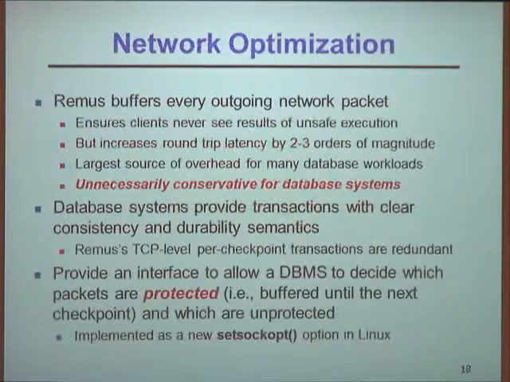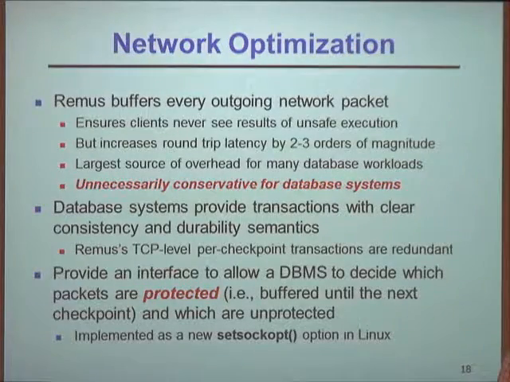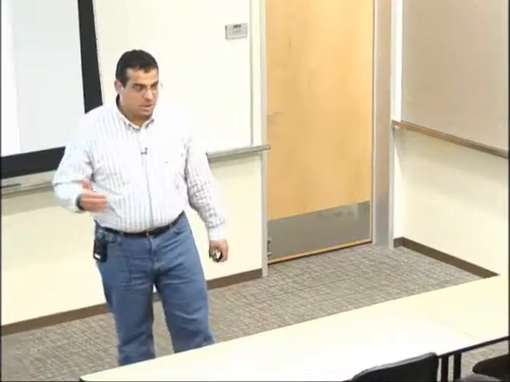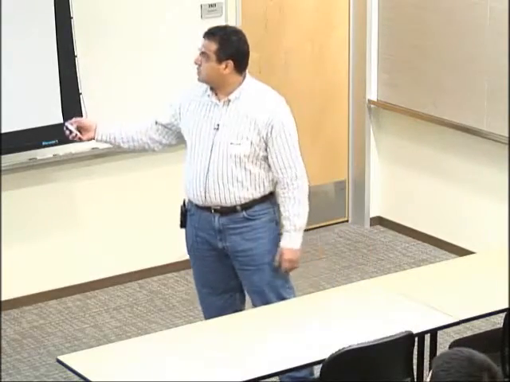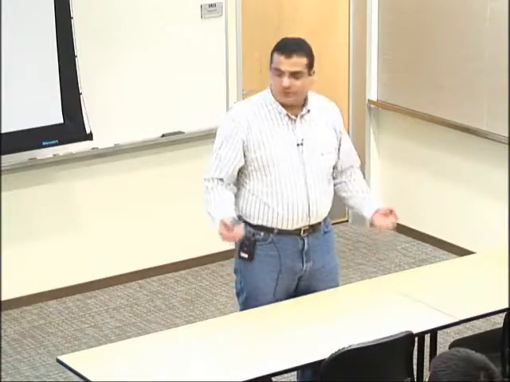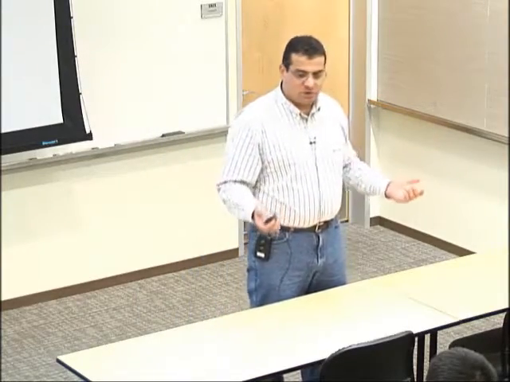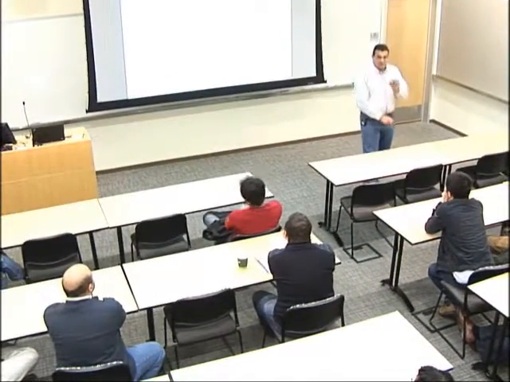So these two optimizations that I described reduce the overhead of checkpointing memory, and they are completely transparent to the database system. Now, when we looked at network, we saw an opportunity for optimizing the way Remus deals with network packets, and we ended up with an optimization that's not transparent to the database system. Remus buffers every outgoing network packet, which ensures that clients never see unsafe execution. But it adds up to three orders of magnitude to the latency of every network packet, even though we're assuming the primary and the backup are in the same network. 12 and a half milliseconds of average latency is really high, and this is the largest source of overhead for many database workloads, in particular transactional workloads.